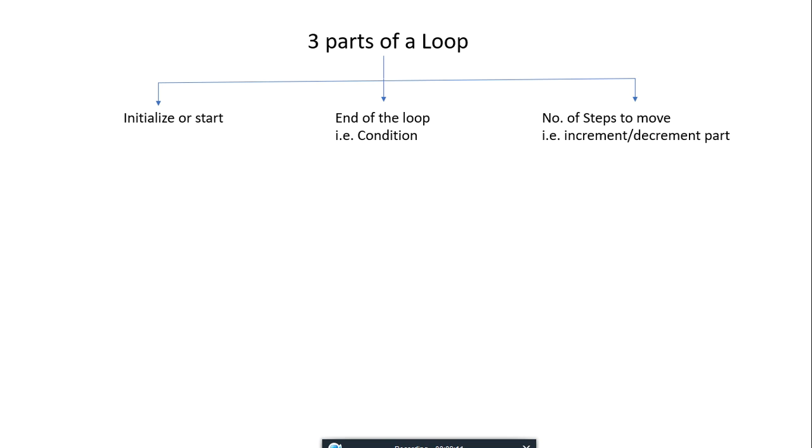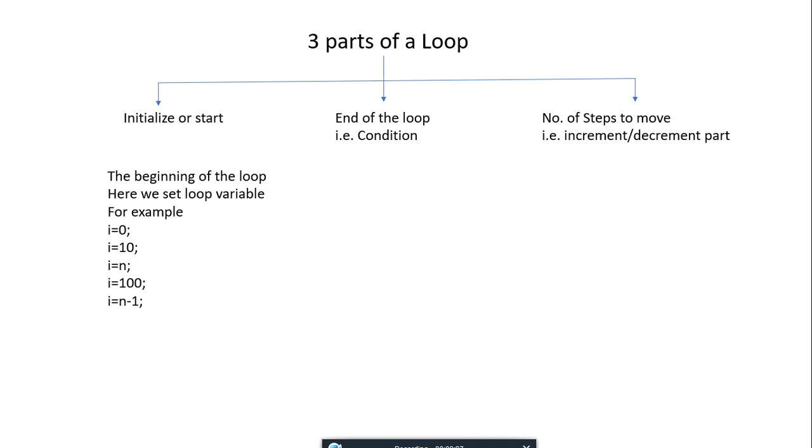There is no hard and fast rule. You can pick any variable, a, n, x, j, but generally i, as in iteration, is used for looping variables. Okay, so the first part is initialization, where you will put i equals to 0 or i equals to 10 or i equals to n. As I have written here, i equals to 100, i equals to n minus 1. So whatever variable you are using for a loop must have a starting value, and setting the value of this i will be the initialization.